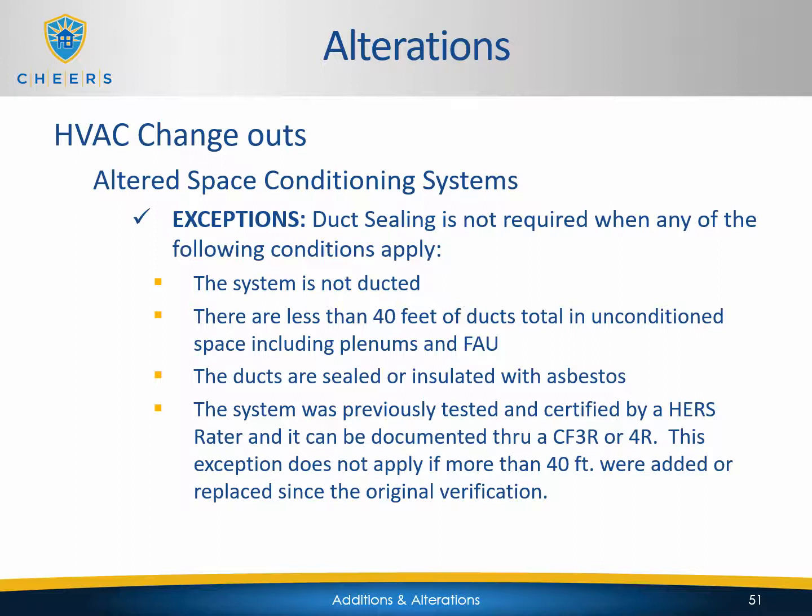There are less than 40 feet of ducts total in unconditioned space, keep in mind, including the plenums and the FAU. The duct system is sealed or insulated with asbestos, and there's obviously proof to show that. Or the system was previously tested and certified by a HERS rater and it can be documented through a CF3R or a 4R. This exception does not apply if more than 40 feet of ducts were added or replaced since the original verification. So if any of these conditions apply, duct sealing is not a requirement.